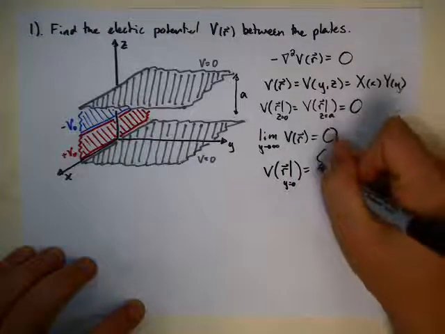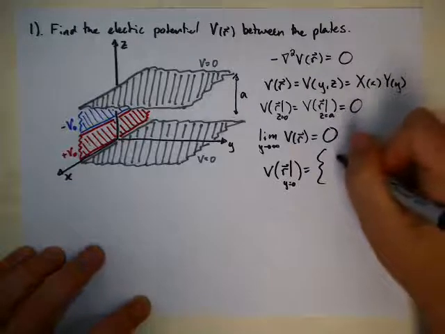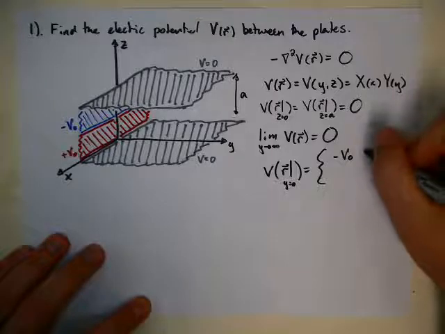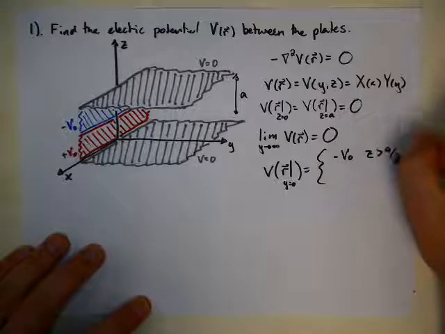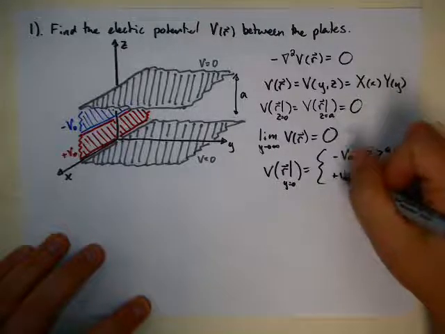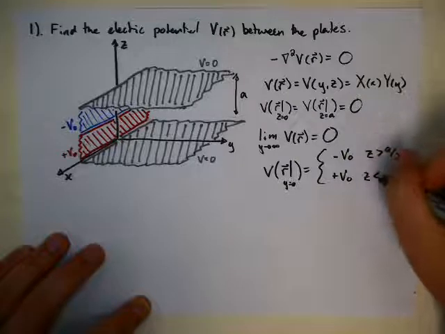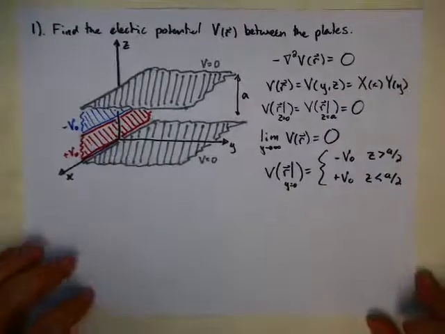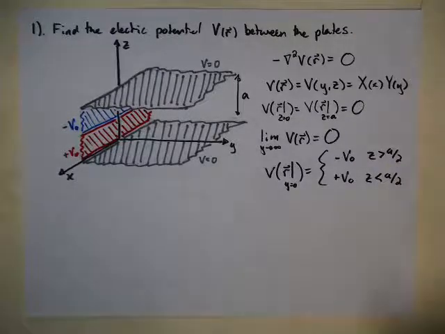we have a piecewise function. We have minus V naught if z is greater than a over 2, and we have positive V naught if z is less than a over 2. And that uniquely describes the problem. Now I've already told you the method that we're going to use. We're going to use the method of separation of variables.